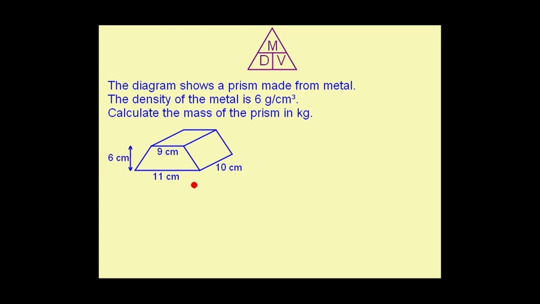To find the volume of this, you need the area of a trapezium at the front. That's given by this formula. To find the volume, you need to multiply it by the length of the prism. Once you've done this, you can go back to your formula triangle and calculate the mass. Press pause and have a go. When you're ready, press play.